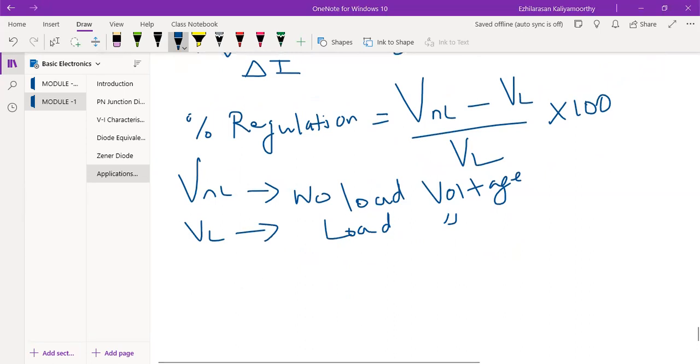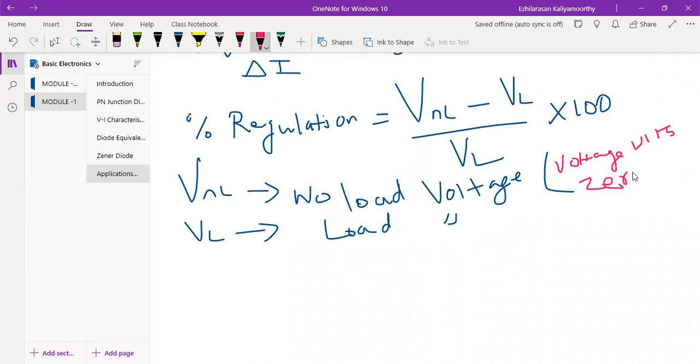Let us substitute here, where VNL is the no load output voltage, that is, the voltage with zero load current. Zero IL, I can say, IL is equal to zero. And VL is the output voltage with normal load current.